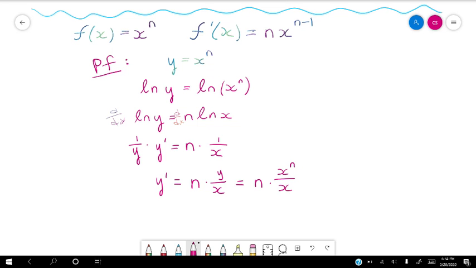Okay, so what happens to the exponents when we're dividing by the same base? We're subtracting. So it's going to be n minus 1. So y prime is equal to n times x to the n minus 1. And that's exactly what we were trying to show. Right? We were able to prove it really quickly using logarithmic differentiation.